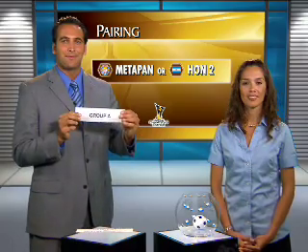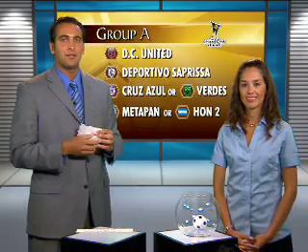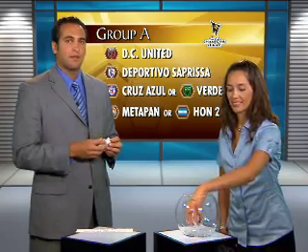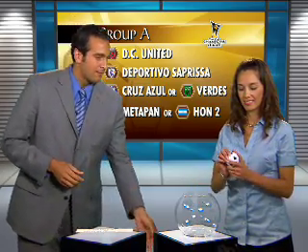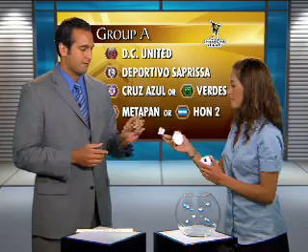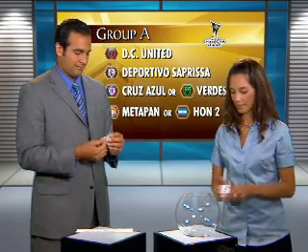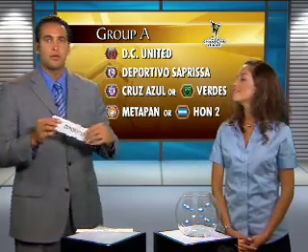The winner of this preliminary round pairing between Isidro Metapan, El Salvador 2, and either Olympia or Marathon will be in Group A. And to demonstrate that the other ball contained the name of the other group, Pamela, let's draw that ball. Group D.